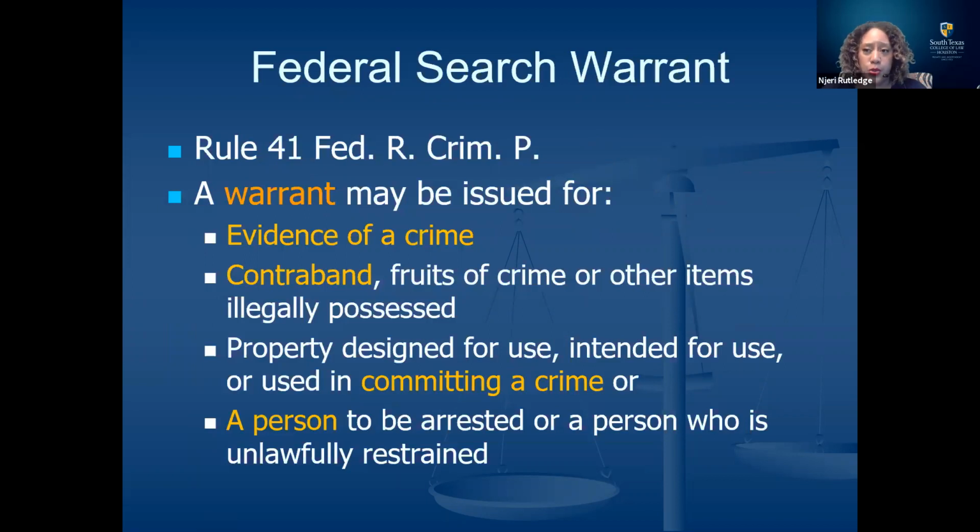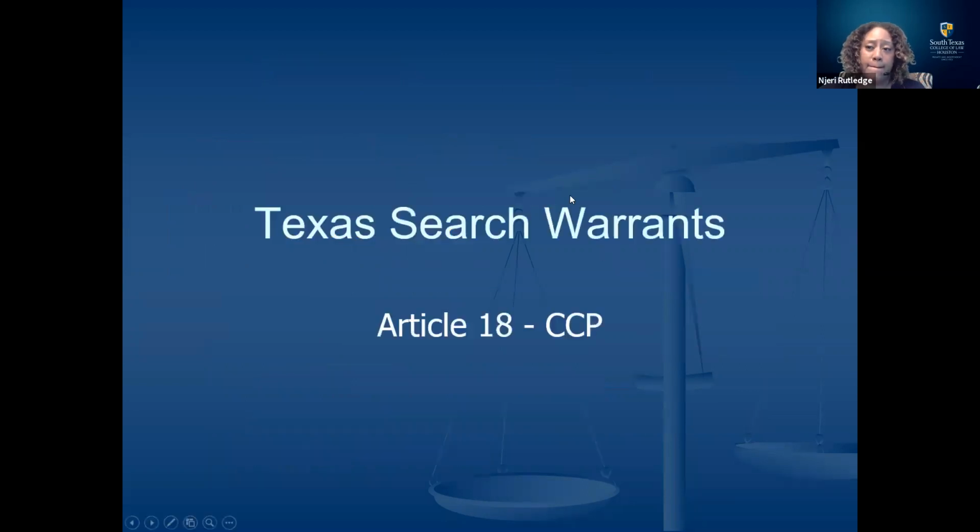Now, federal search warrants are covered by Rule 41 of the federal rules. A warrant may be issued under the federal system for evidence of a crime, contraband, including fruits or other items illegally possessed, property designed for use, intended for use, or used in committing a crime, or a person to be arrested, or a person who is unlawfully restrained.